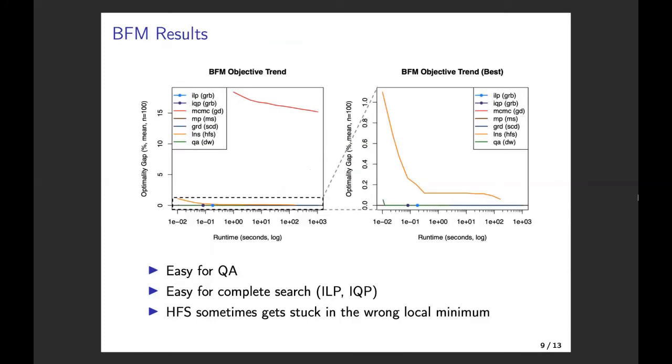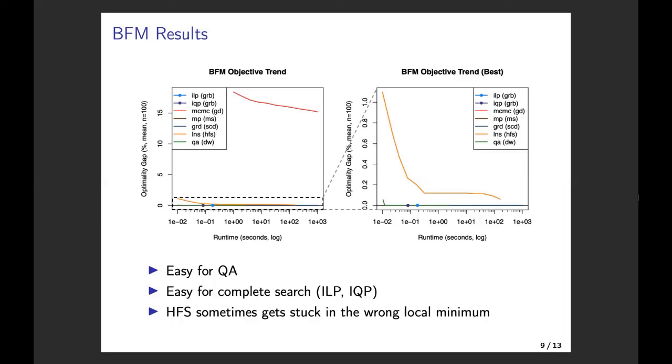Then we try to solve the BFM problems using the 7 algorithms that I have just mentioned, and here are the results. In these two plots, the x-axis is the runtime in log scale, and the y-axis is the optimality gap. These two plots show the same data, but the right figure is a zoomed version of the lower portion of the first figure. The first conclusion we got from the results is that BFM is easy for quantum annealing. As you can see, the green line almost immediately finds the solution at the beginning.